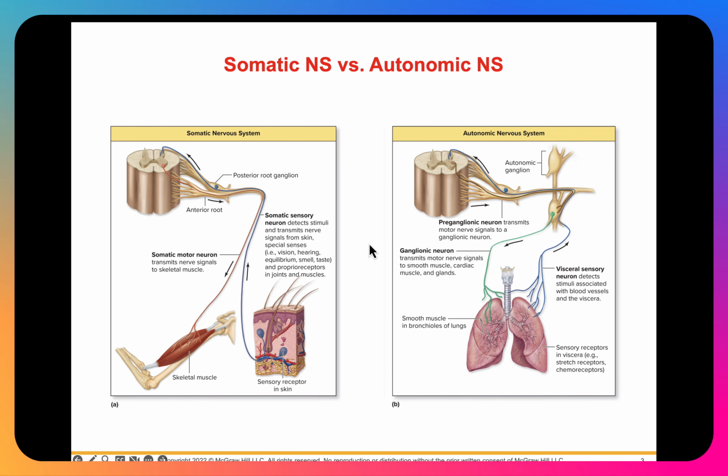Now, when we look at the autonomic nervous system, I want to point out a couple of things when we look at the output in particular. So notice, instead of having a single neuron going from the central nervous system to the target, there are actually going to be two. We are going to see a preganglionic neuron, and then we are going to see a postganglionic neuron, which actually is going to be responsible for innervating the target. In this case, we're looking at the smooth muscle in the bronchioles of the lungs.